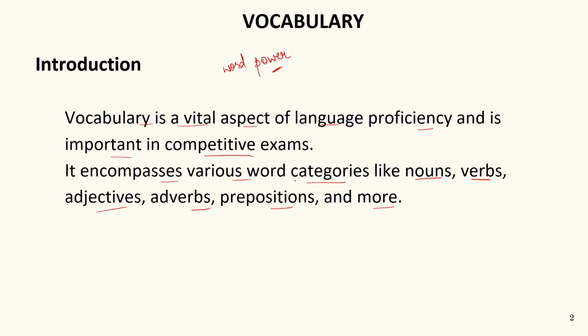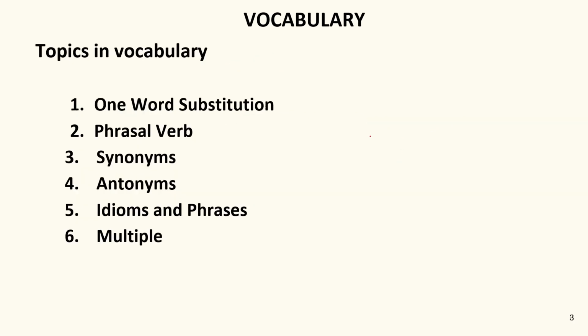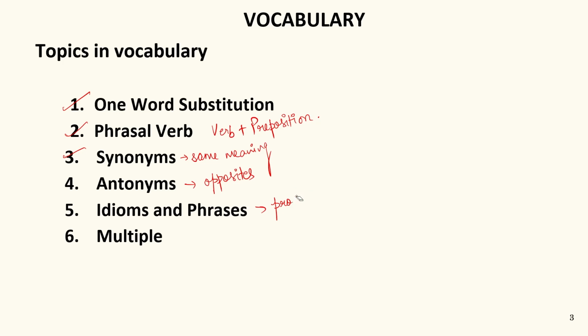Vocabulary basically consists of various types. It means questions of various types can be formed from the part of vocabulary. We can have one word substitutions. Then we have phrasal verbs, verbs with prepositions, which behave like idioms and phrases. Synonyms, the words that have the same meaning. Then antonyms, that are opposites. Then we have idioms and phrases, like proverbs. And multiple vocabulary words like homophones and so on.